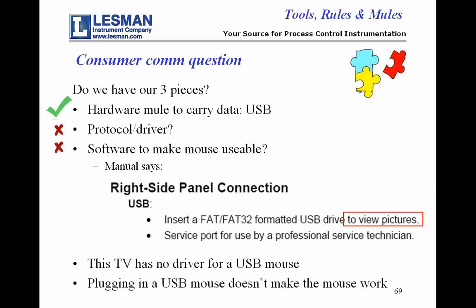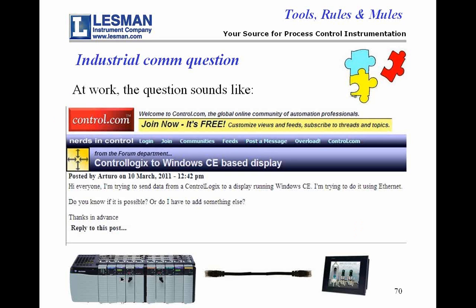So if we come up to this knowing that we need 3 pieces of the puzzle in order to make the mouse work on the TV, we can see that, yes, we have a hardware mule that will carry the data. It's the USB. Do we have a protocol or a driver for the mouse? No. Do we have any software that makes the mouse cursor usable in any fashion or interprets a right click as a right click or a left click as a left click? No, we don't, because whatever is implemented in the TV is there to view pictures from a flash drive, not to operate a USB mouse. So the TV doesn't have a driver. Plugging in a USB mouse won't make the mouse work.